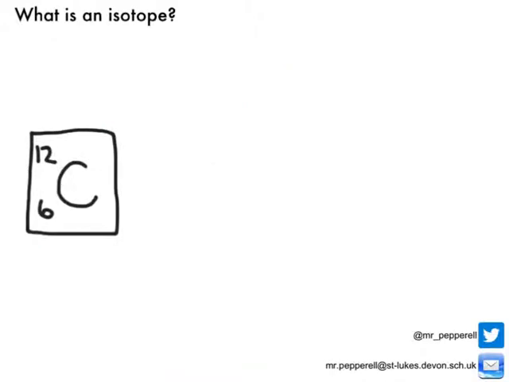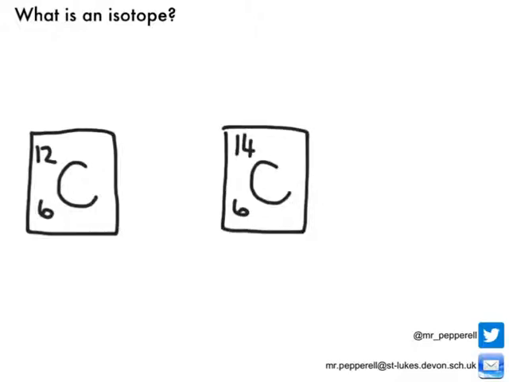However, atoms can have different numbers of neutrons. Carbon, for example, that we see here, has 6 protons plus 6 neutrons to give us 12 for its relative mass number. But an atom of carbon will sometimes have 8 neutrons, and that gives us this. It's still carbon, it's still got the 6 protons, which makes it the same element, but the relative mass number is now different. We've got a mass number of 14.